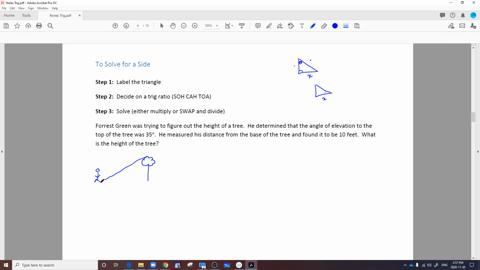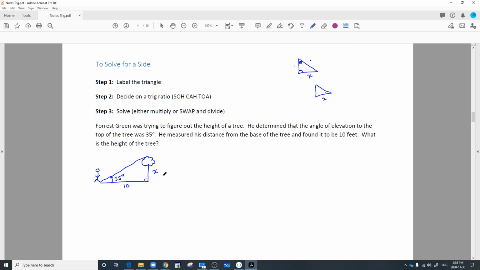Okay, so he finds that the angle of elevation, which is an angle from the horizontal up, is 35 degrees. He also measured his distance to the base of the tree and found that it was 10 feet. He wants to know the height of the tree. So the first thing we've done is draw our triangle so that now we can label our triangle. That's always, always, always your first step when you're solving a right angle triangle.